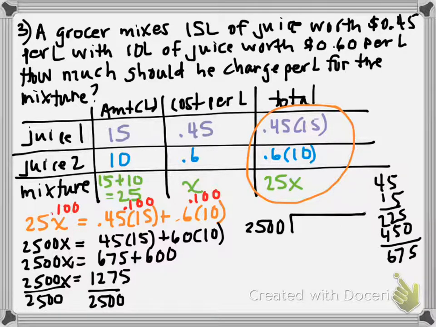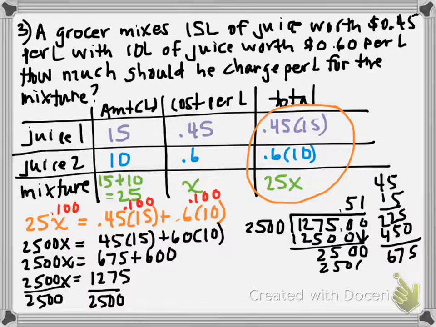How many times does 2500 go into 1275? Well, it can't go in at all, so that's when I put in a decimal point and then add a 0. So 2500 can go into 12,750. 6 is going to take us well over the 1200. So let's try 5. I'm going to bring down another 0. And look at that. That goes in evenly.